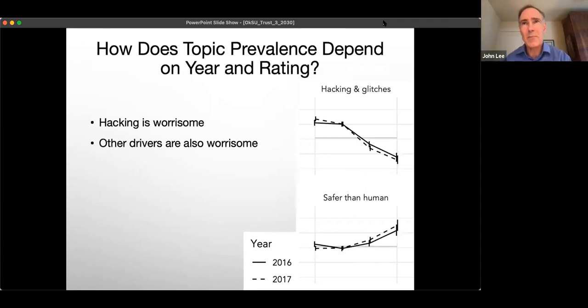So hacking is something people worry about. This is one of the reasons why people definitely would not drive or ride in one of these self-driving vehicles. You can see the higher proportion of this topic with the responses where they said they definitely would not ride in one of these vehicles. Safer than human is another way that people see these vehicles. And you can see that this is one of the reasons why they definitely would. So some people have this in their comments, and those comments are associated with ratings of definitely would ride in one of these self-driving vehicles. So in this case, you can think about these people thinking the other drivers are worrisome versus hacking and glitches in the self-driving vehicle being worrisome.